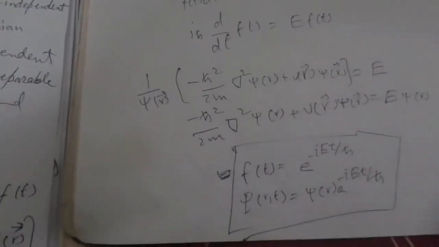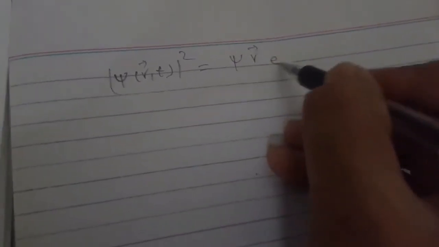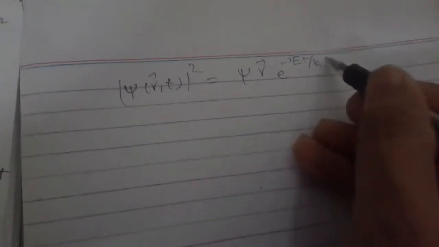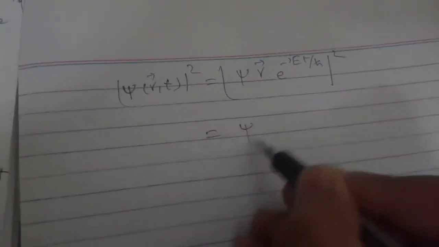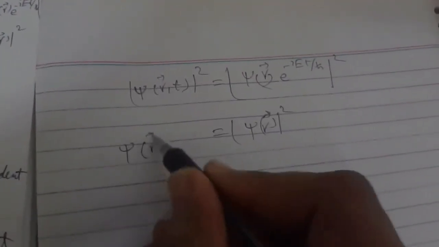Why we said it? Because the probability density of this function is independent of time. We can write it here: mod square of psi of r t is equal to mod square of psi of r and e power minus iota E t over h cut, which is equal to mod square of psi of r. So here we can say that the probability density of the function is independent of time.